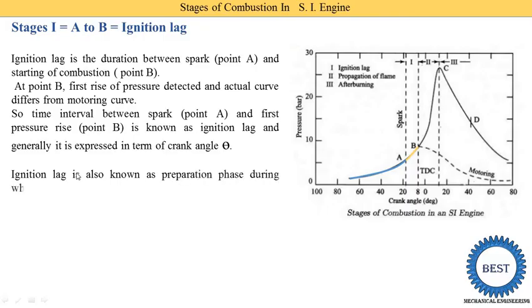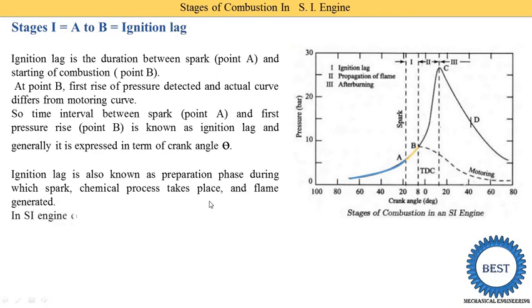Ignition lag is also known as the preparation phase, during which the spark occurs. After the spark, some chemical processes take place, and then the flame is generated during this ignition lag period. That's why it is known as the preparation phase for the combustion.